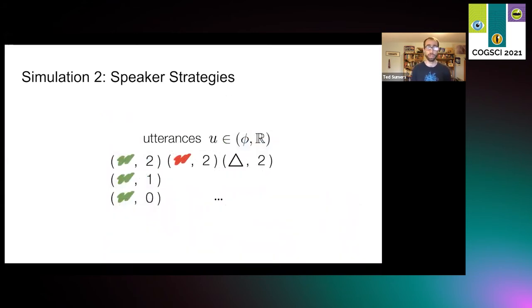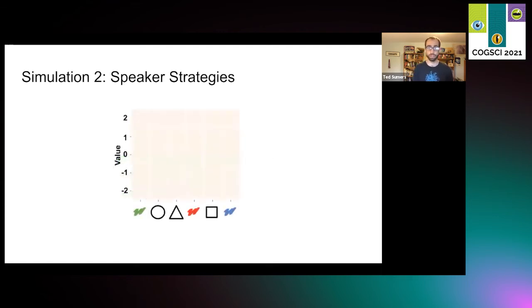We can evaluate speaker strategies as distributions over utterances. As described earlier, these are every possible feature value combination. So we can plot that here with the features on the X and the values on the Y, and then use a heat map to show the resulting distribution over utterances. Now, these features are ordered in descending value from left. So the high magnitude features, the positive features, green and circle, are on the left, and then the negative features, square and blue, are on the right. And so any messages on the diagonal are true, and any messages off the diagonal are false.